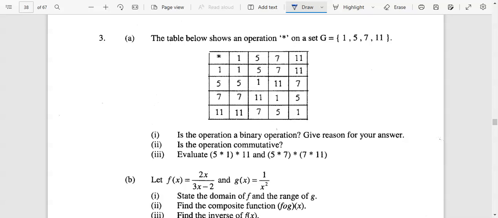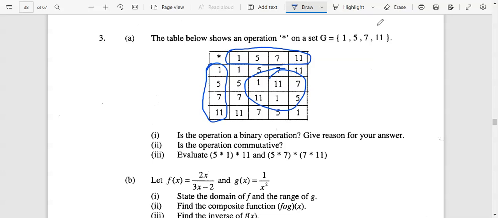So if you want to deduce if this operation is a binary operation, look at the set G. It's 1, 5, 7, and 11. These are the elements. And then star the set G again. These are the elements. Is the result always part of the set G? You can see the results, all of them are part of the set G.